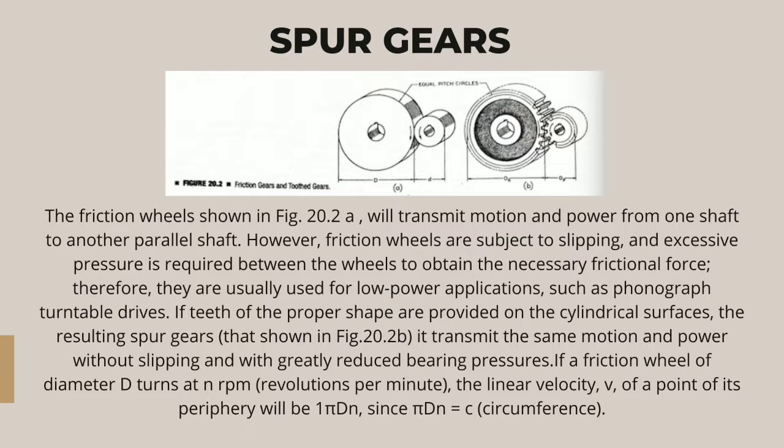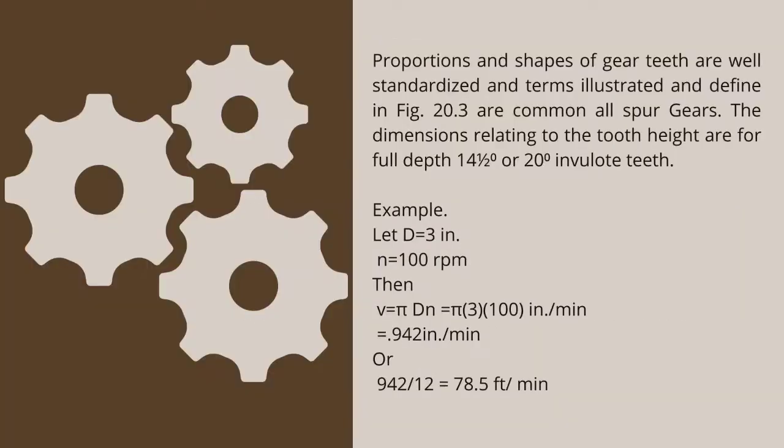If a friction wheel of diameter d turns at n rpm, or revolutions per minute, the linear velocity of a point on its periphery will be pi d n, which is equal to the circumference times n. Proportions and shapes of gear teeth are well standardized, and terms illustrated and defined in figure 20.3 are common to all spur gears.